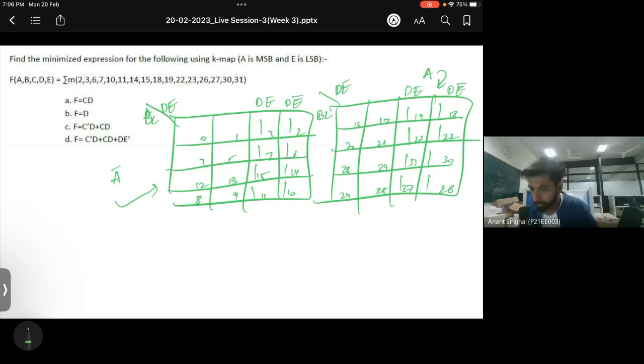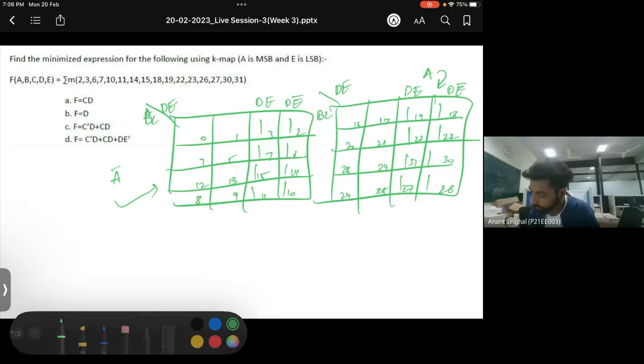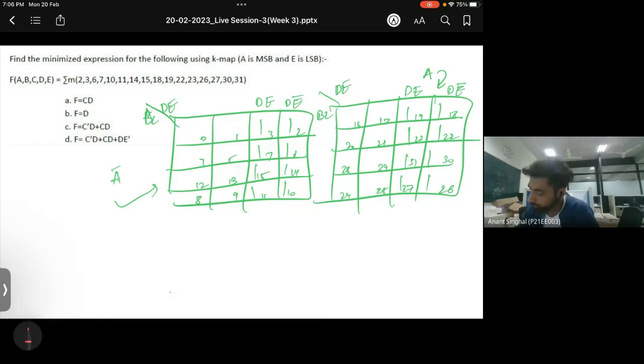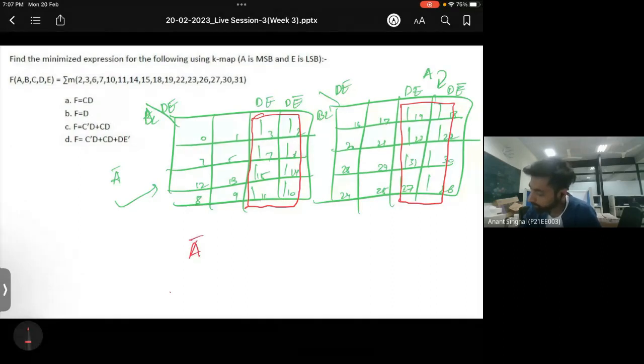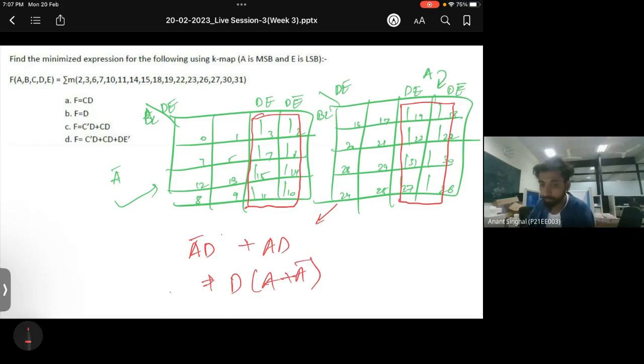Okay, so I made the diagram for it. It is very easy, I guess. In this, there is only one octet. And in this also, there is only one octet. So for A bar, it is nothing but D only. And for A, it is only D. If I make D common, it will be A plus A bar. A plus A bar is nothing but 1, and D into 1 will be D. The final answer is D only, which is option B.